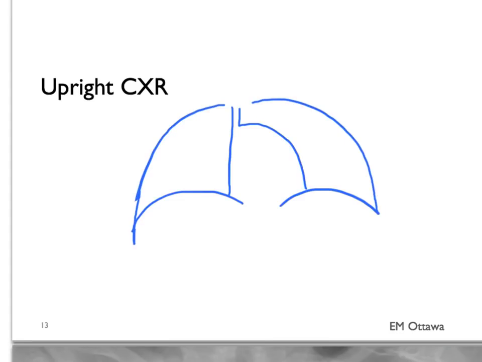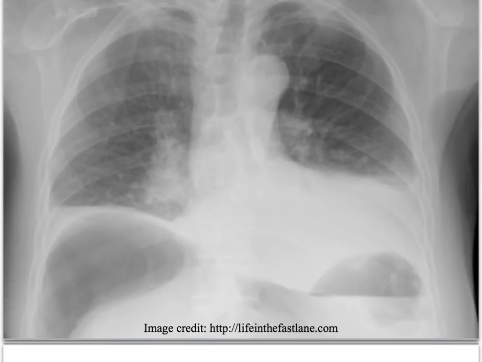On the upright chest X-ray, we will look for any air under the diaphragm that suggests a perforation. So in this schematic, these two curved structures are diaphragms, and you want to look for free air underneath that on the upright chest X-ray. It may look something like this.